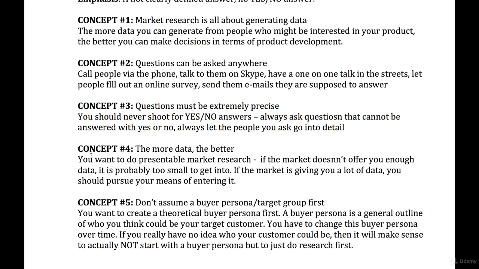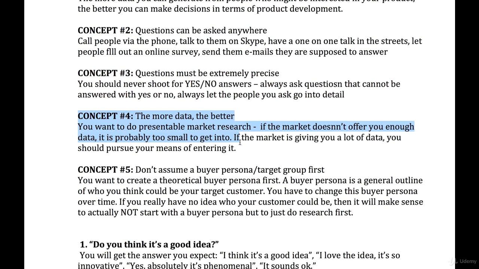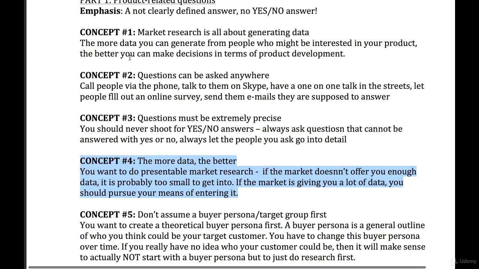So then step number four, or concept number four: the more data, the better. You want to do presentable market research. We already talked about this a little bit up here.